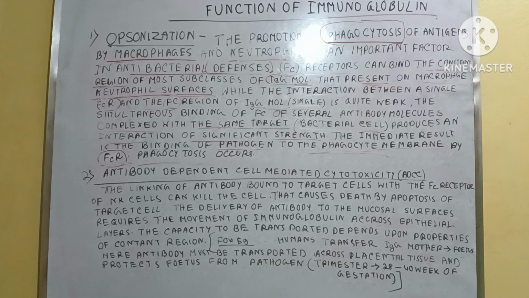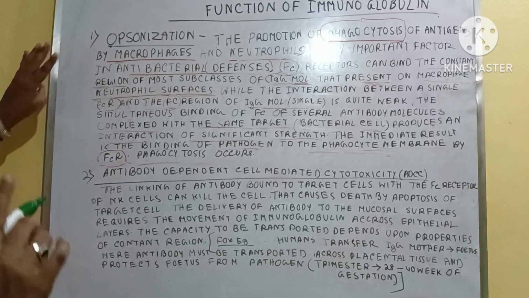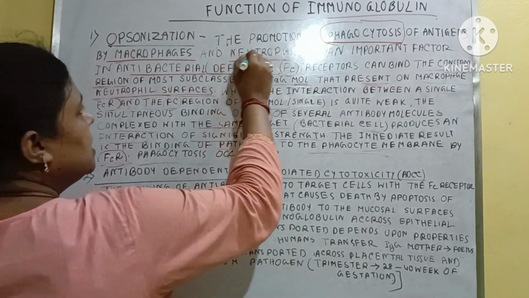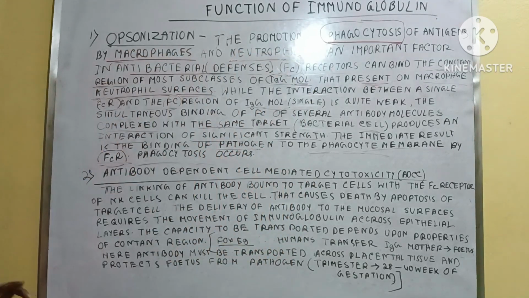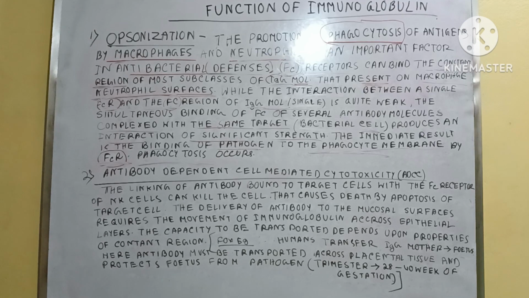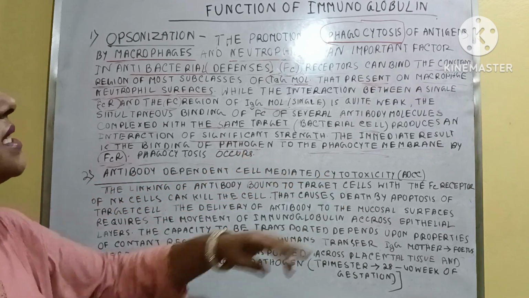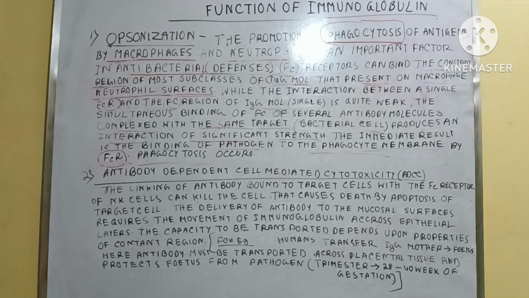In this opsonization process, the two cells, the neutrophils and the macrophages, both help in the opsonization or phagocytosis process.